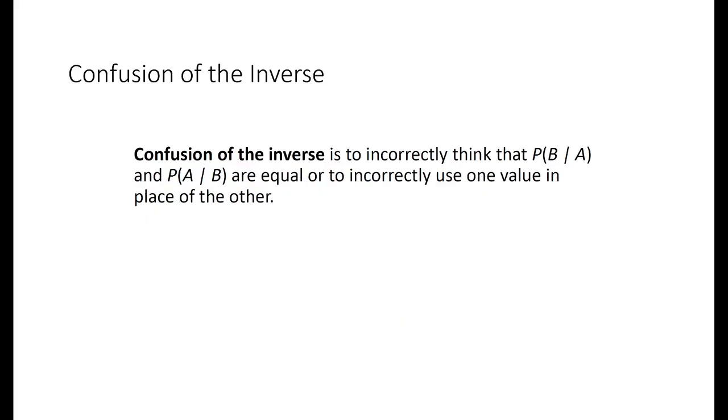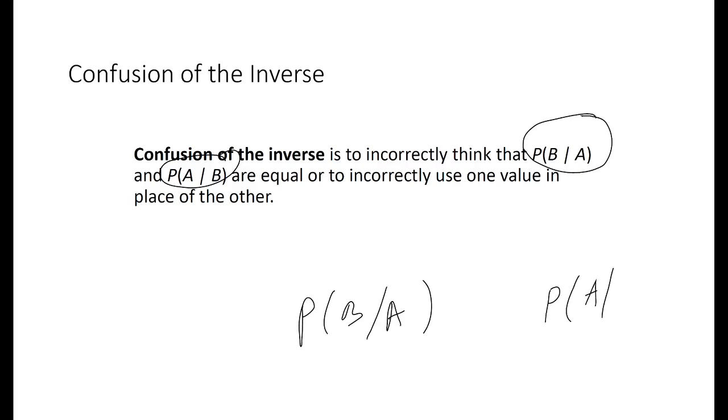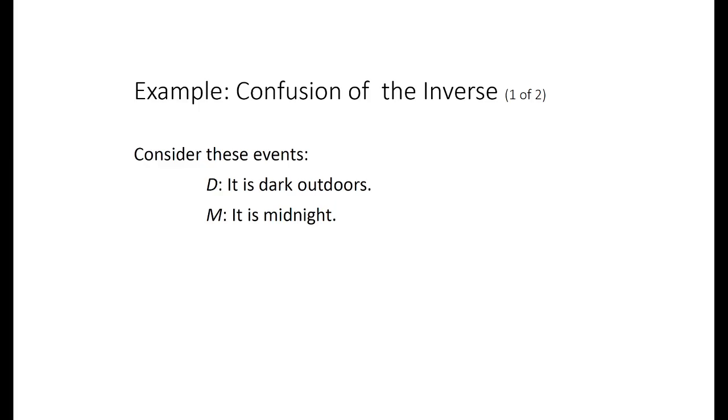One thing to keep in mind: the probability of B given A and the probability of A given B are not the same thing. They might give you different answers. To understand that, let's see one example. Let's say D stands for it is dark outdoors, and M stands for it is midnight.